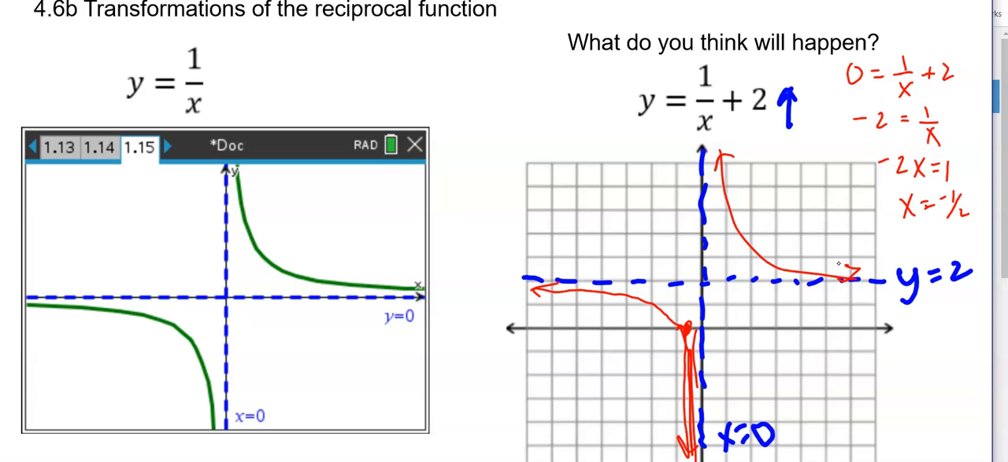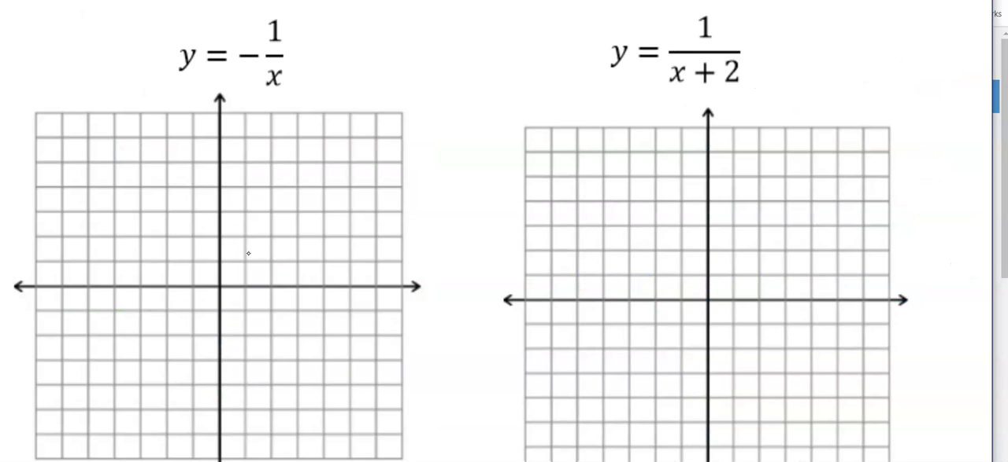Again, I'm not worried about each individual point, just the behavior. Actually, I really didn't even have to do that, right? Think about it. It's just taking this function and moving the whole function up 2 units, and so you know what that's going to look like. I guess I'm just thinking back to some other functions we've done.